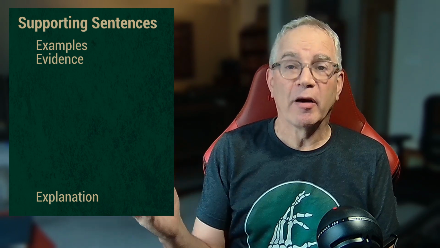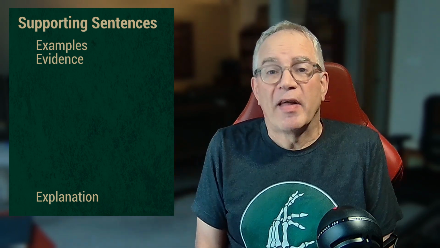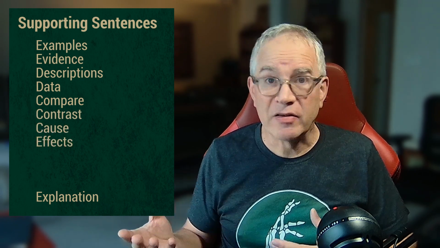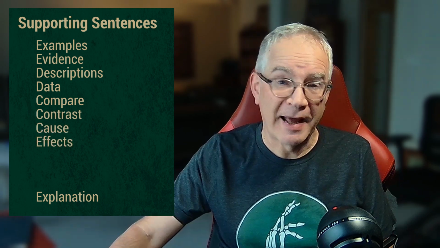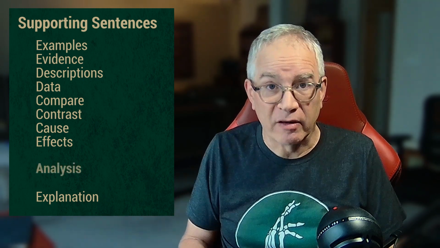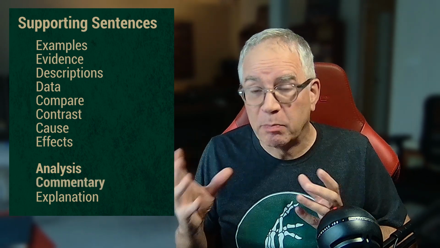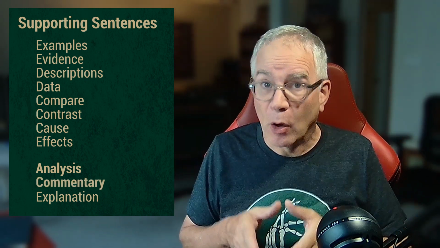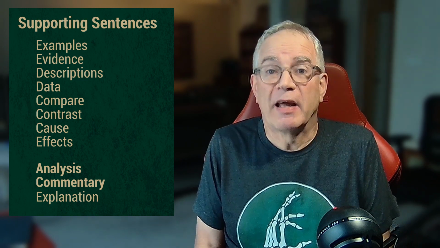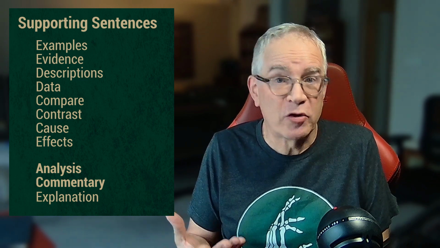The form that this support takes is very often simply examples and explanations. That's what you were told when you first started writing paragraphs. But it can include a lot more than that, like descriptions and data, or comparisons and contrasts, or causes and consequences, and certainly analysis. And whatever you use as support, you will need to provide explanations, or commentary. You need to explain what all that stuff means, not only so that your reader understands it, but also so that your reader will understand how it relates to or proves your topic sentence.